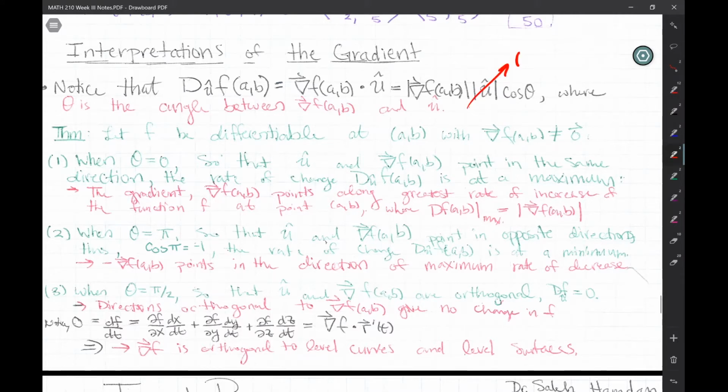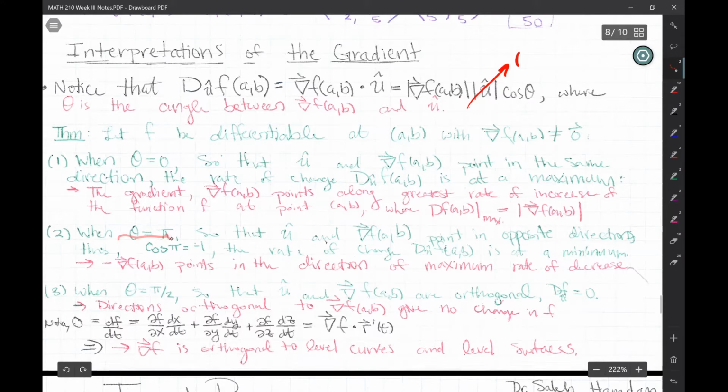So we have that when u hat points in the direction of the gradient, you get the maximum rate of increase. And so what does that tell you about the gradient? It tells you that the gradient points in the direction of greatest increase of the function. Another way to say that is the gradient points along the steepest ascent.